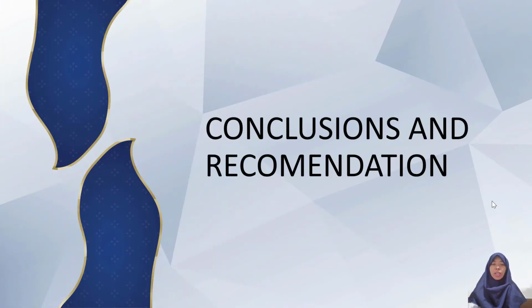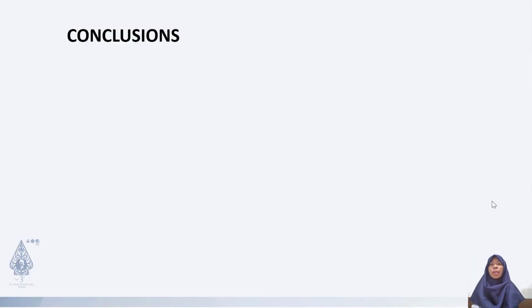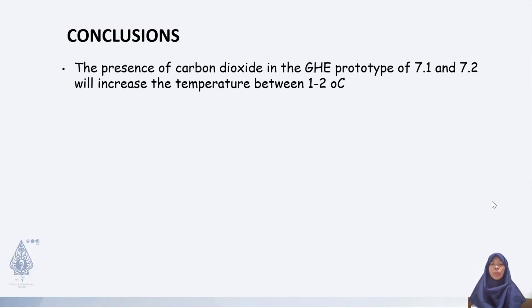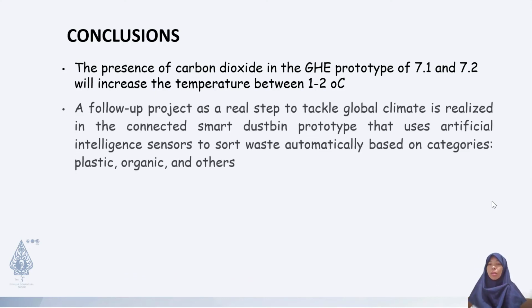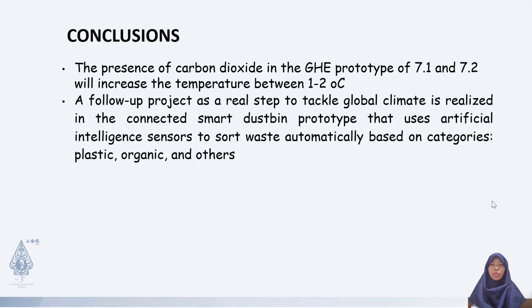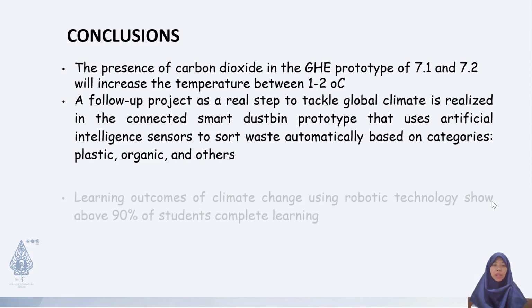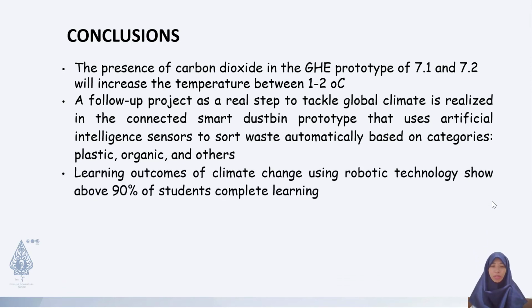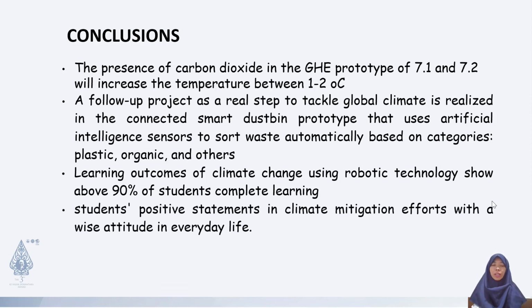Conclusion and recommendation. The presence of carbon dioxide in the greenhouse prototype will increase the temperature between 1 and 2 Celsius degrees. A follow-up project as a real step to tackle global climate change is realized in the connected smart dustbin prototype that uses artificial intelligence sensors to sort waste automatically based on categories: plastic, organic, and others. Learning outcomes of climate change using robotic technology show above 90% of students completed learning. Students made positive statements on climate change mitigation efforts, with waste attitudes in everyday life, from the student and parent questionnaires.